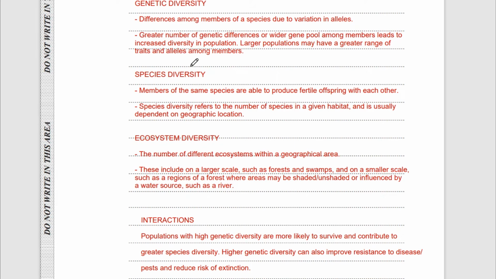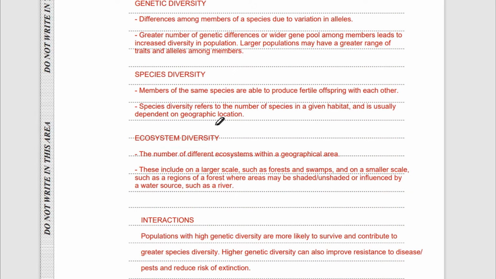So what is species diversity or species richness? First, to define what a species is, one definition says that, not counting asexual ones, members of the same species are able to produce fertile offspring with each other. And species diversity is basically the number of species in a given habitat. So if you have a pond, this would be all the different types of snails, all the different types of fish, all the different types of algae, all the different types of frogs, right? All these different species coming together would contribute to species diversity or richness.